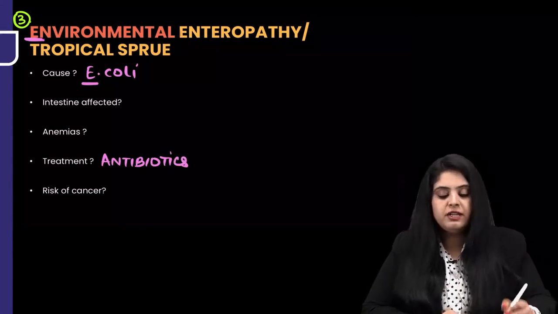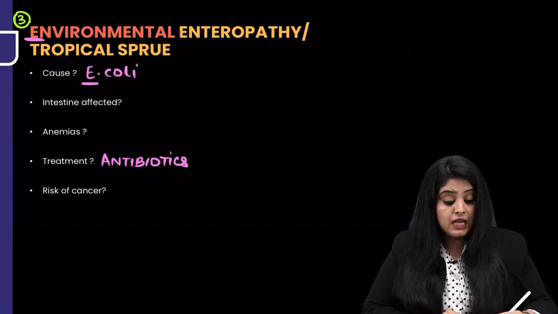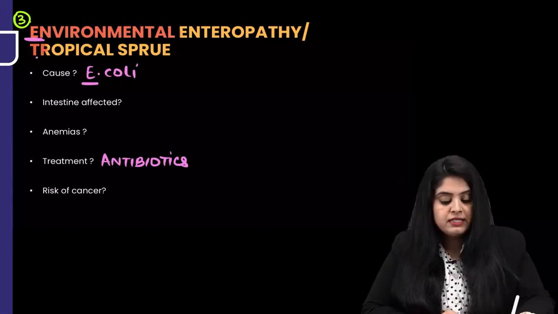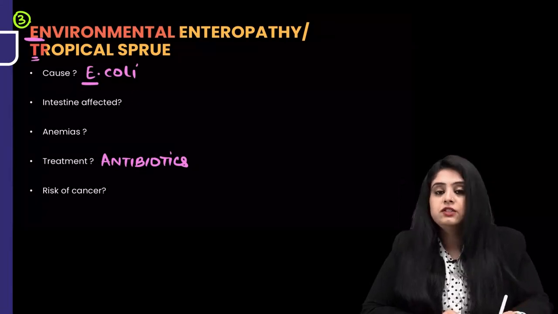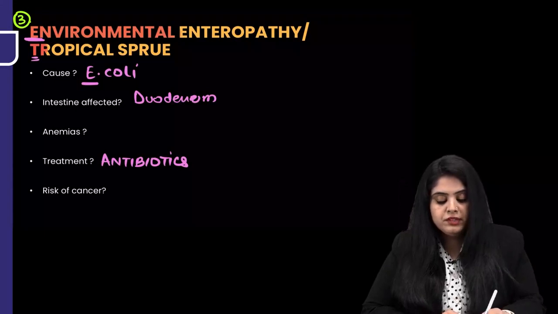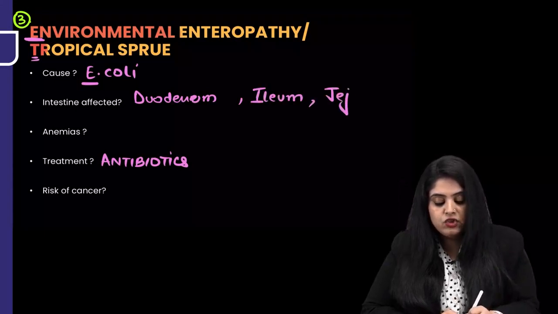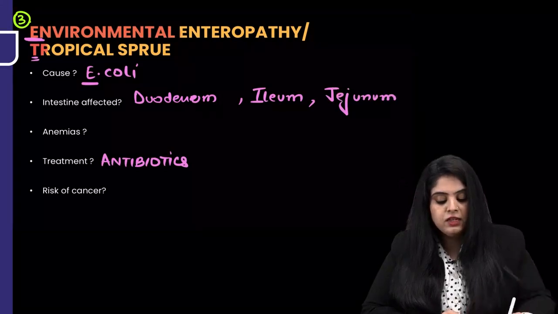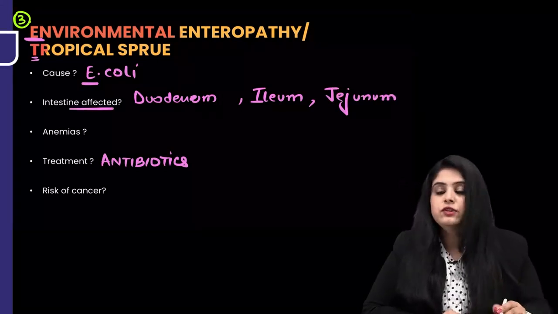So E for environmental, E for E. coli, I have understood. The other name is tropical sprue. So T for tropical sprue, T for total intestine. Total intestine means over here it's not just the duodenum. Over here, it's the duodenum that is affected, the ileum that is affected, and the jejunum also that is affected. So all total intestine is going to get affected.